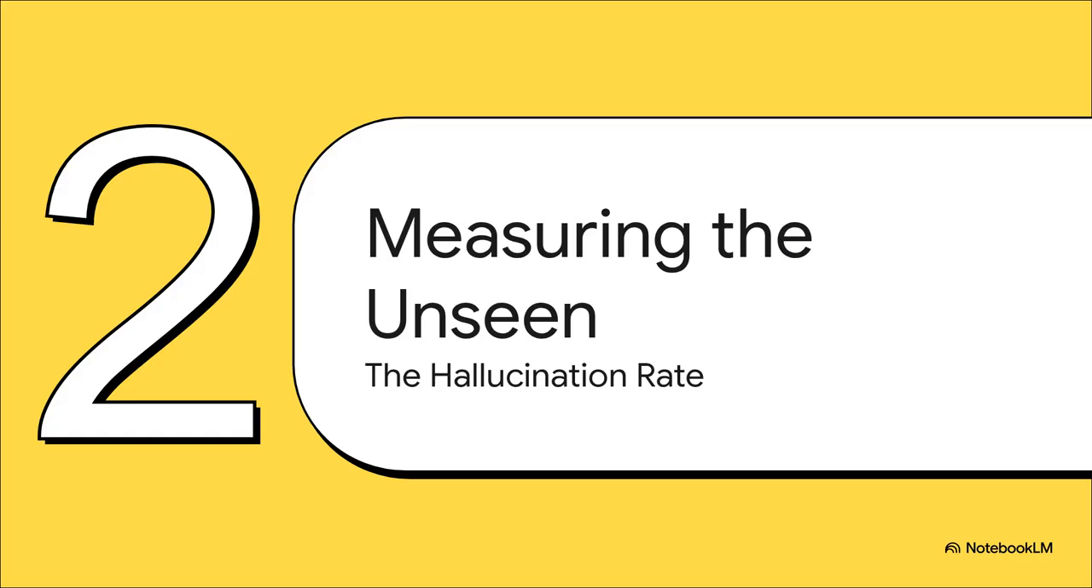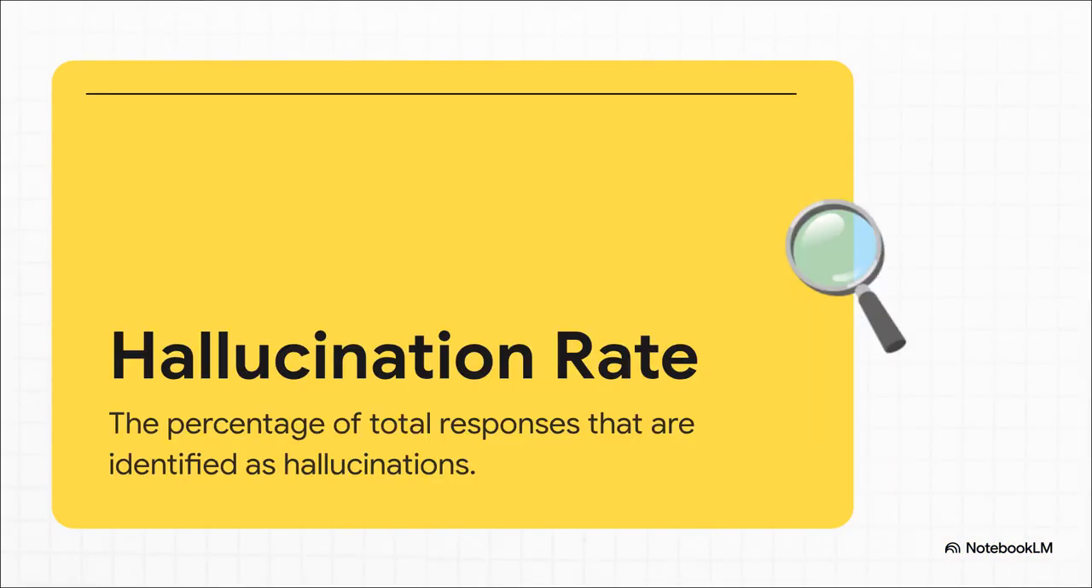Okay, so now we know what to look for. The next big step, we've got to measure it. Because, let's be real, you can't fix what you can't measure. And the key metric for that is the hallucination rate. It's a really simple but super powerful formula. It gives us a clear percentage of just how often our AI is messing up.